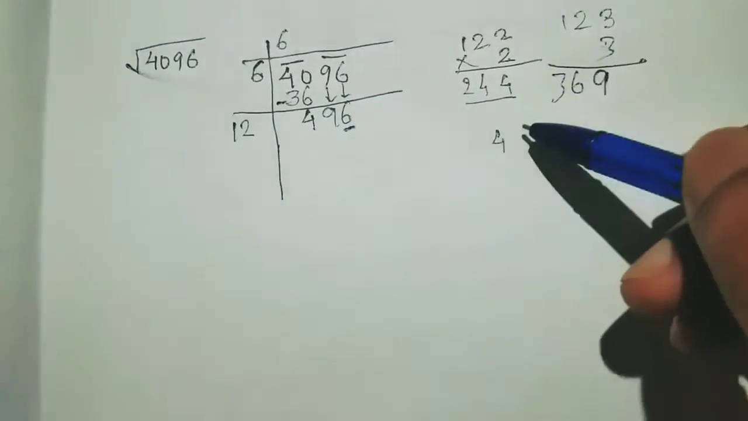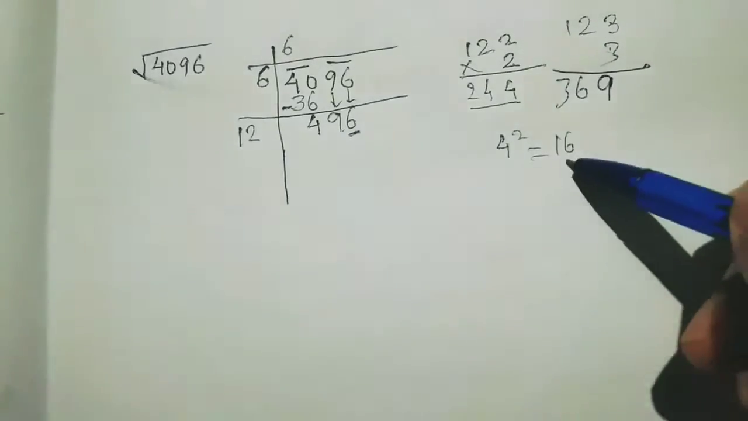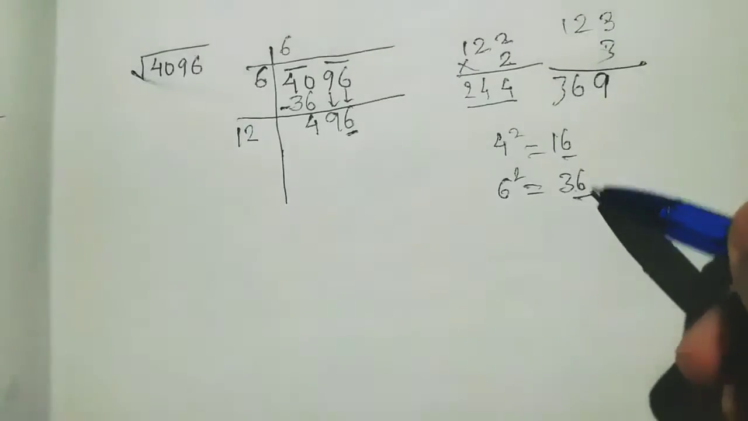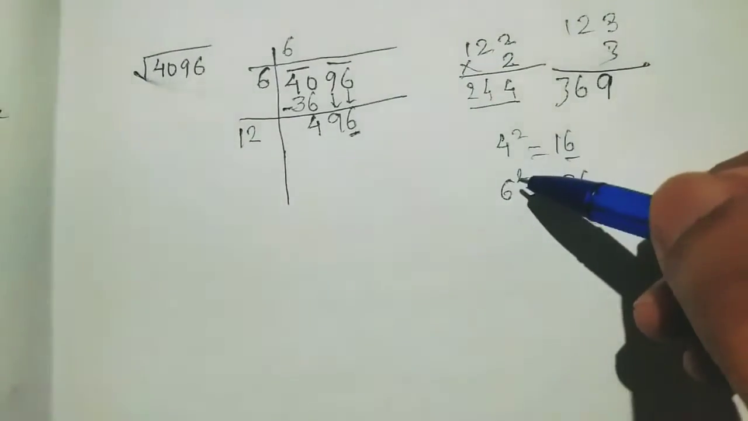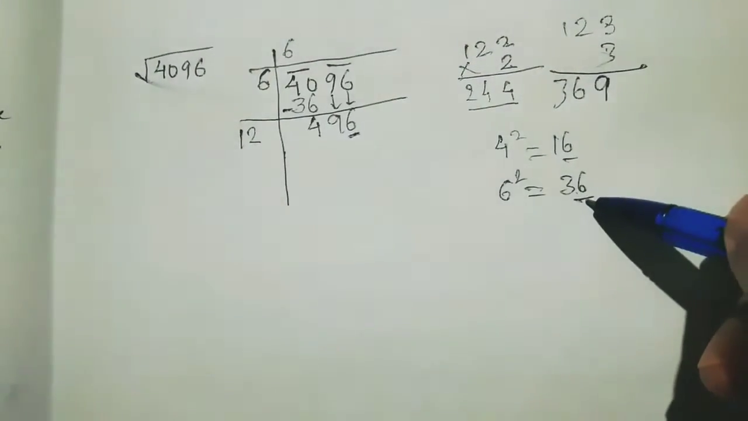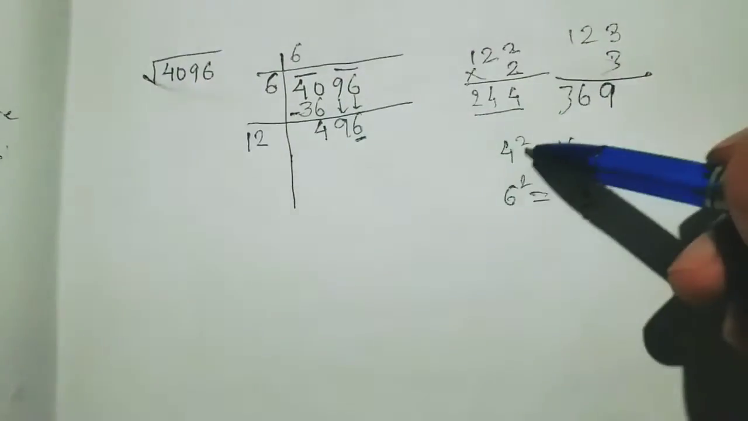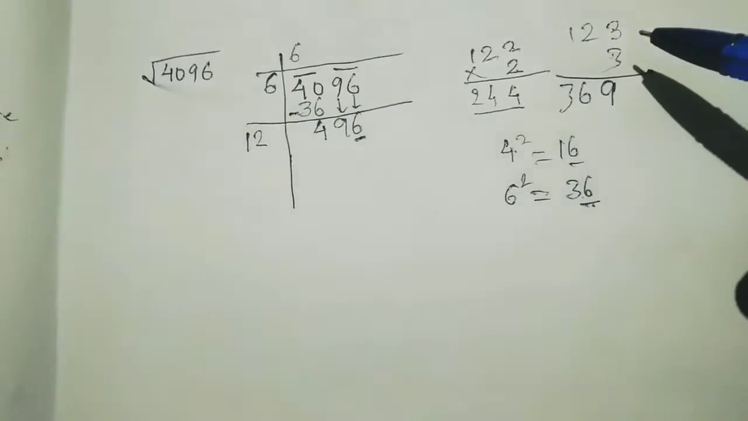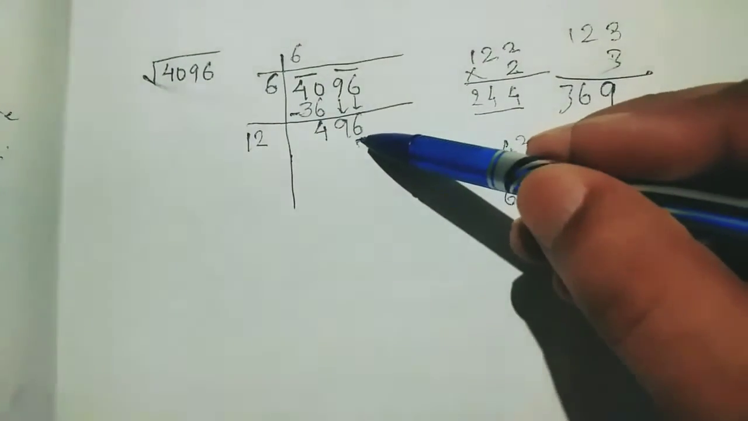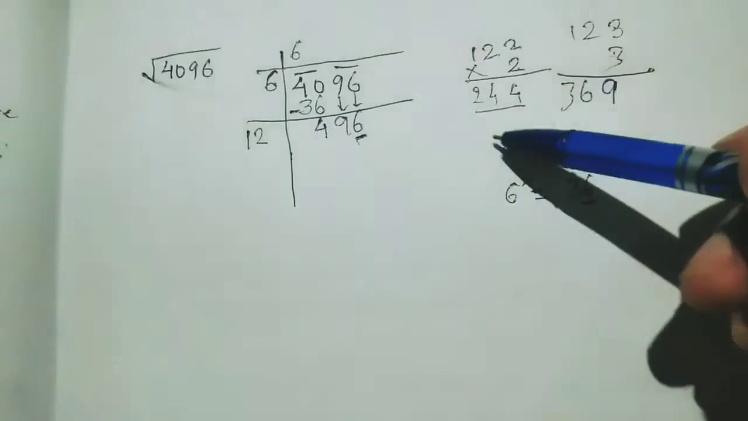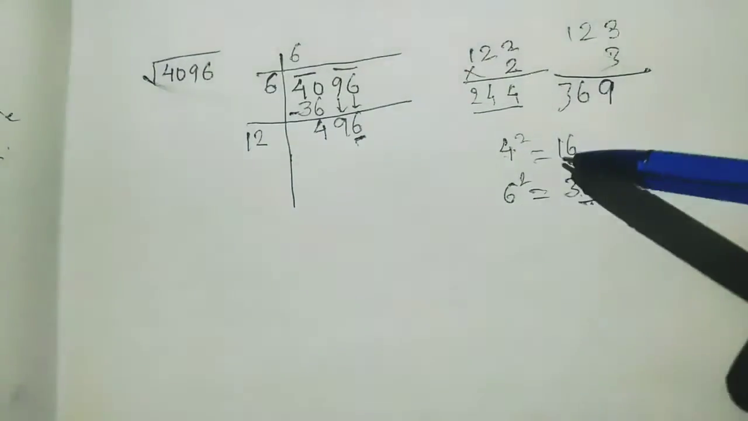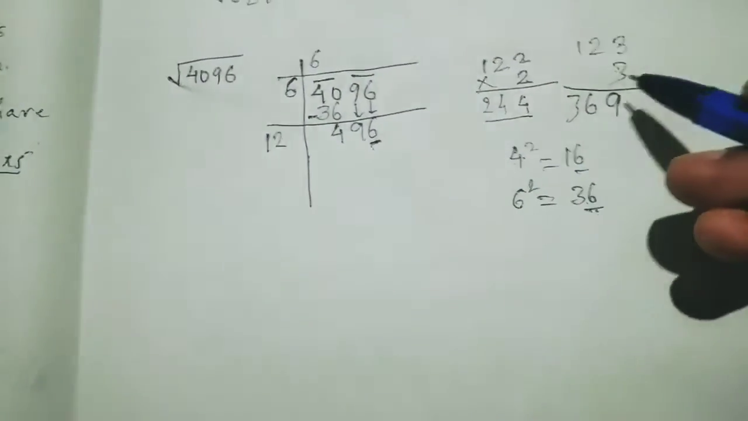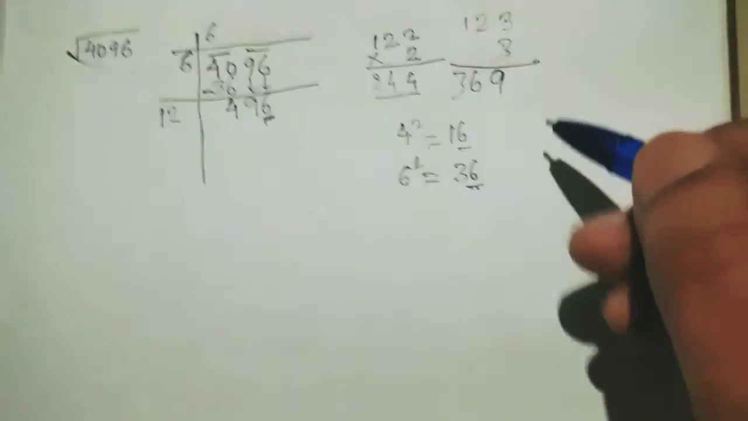So you have to recall after which square you get 6 in the unit place. When you do 4 square, it is 16, so the unit digit is 6. And when you do 6 square, you get 36, so the unit digit is also 6. That means there are two cases, 4 and 6. We'll try only these two, so no confusion and no need to try other numbers. So we will multiply this 12 with 4 and 6 one time.